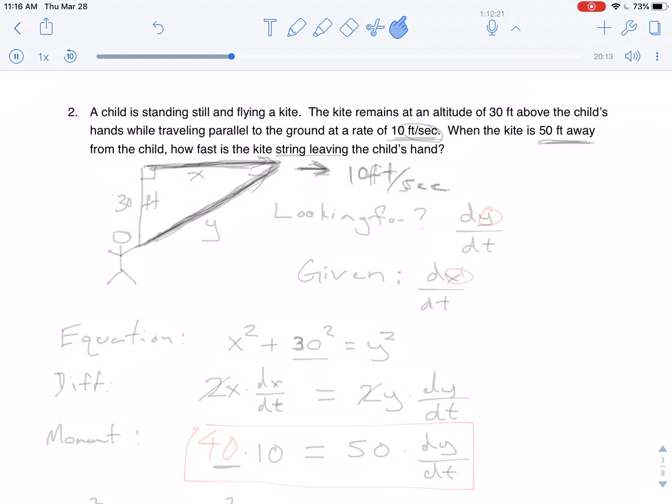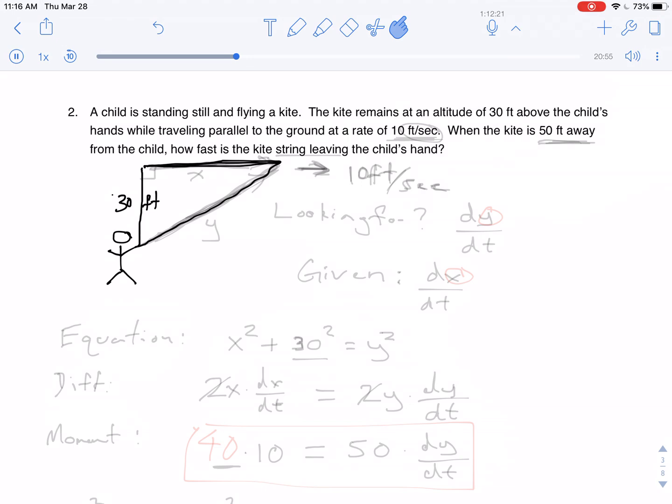So let's think about what we got. We got a child. I am a beautiful jar. All right, here we go. Oh man, my iPad, come on. All right, so the child is flying a kite that is 30 feet above the ground. Seriously? Sorry, my iPad's causing some problems here. All right, it is traveling parallel to the ground, so it is 30 feet above the ground, parallel to the ground. Okay.